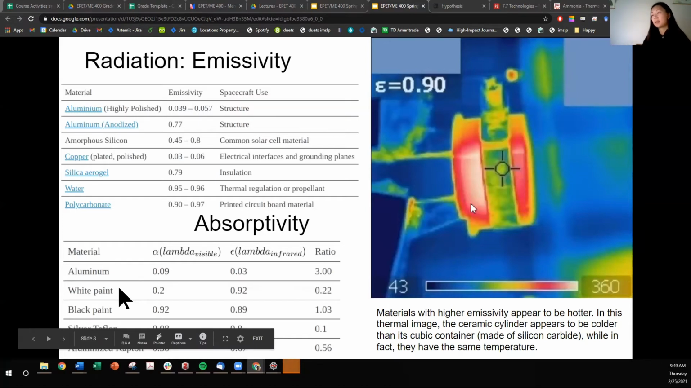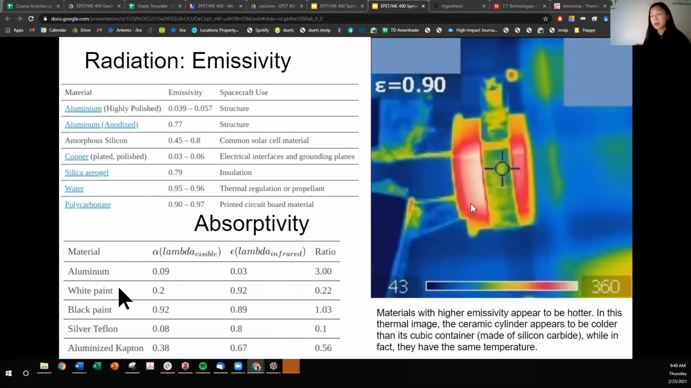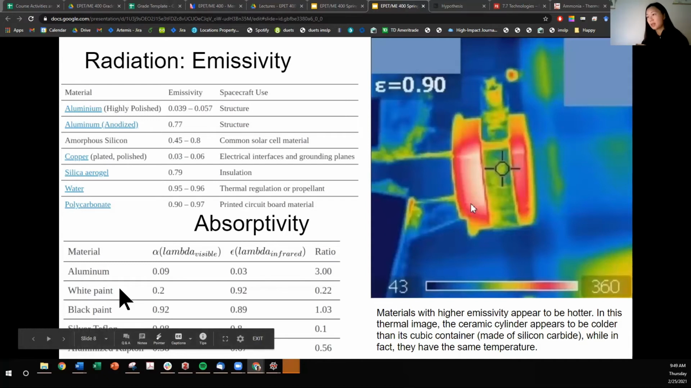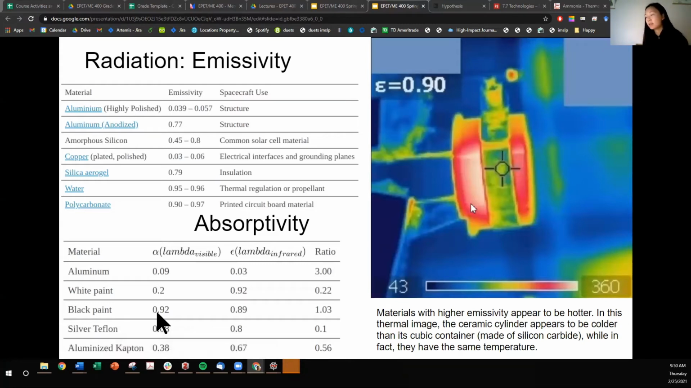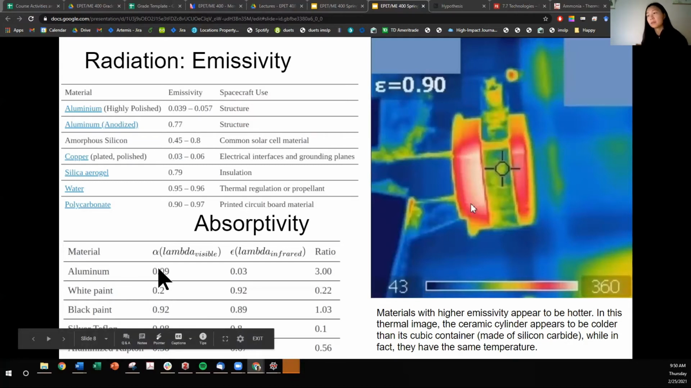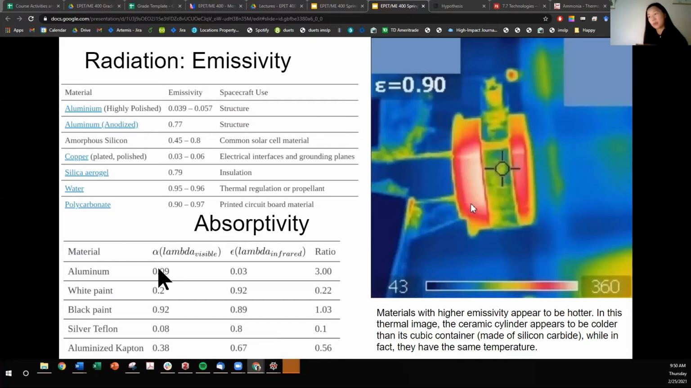White paint has the opposite effect. It emits a lot more than it absorbs. So that's why a lot of spacecraft components that run hot and want to stay cool use white paint just to coat the surface. Black paint, it seems to equal out just about. And then silver Teflon, it's even better at keeping things cool. So yeah, pay attention to these different materials because they can really affect, in the long run, over time, how thermal energy is retained or just radiated away.